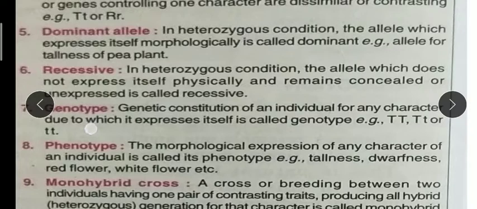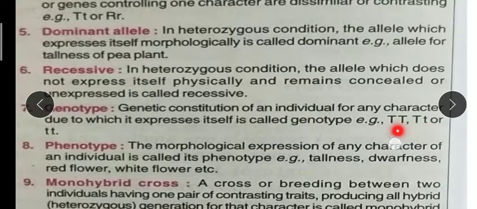Now what is genotype? I explained to you in the Zoom class also that the total genetic constitution of an individual, the total DNA present in the individual, is called genotype. The definition is that the genetic constitution of an individual for any character, due to which it expresses itself, is called a genotype. In this case examples are given.